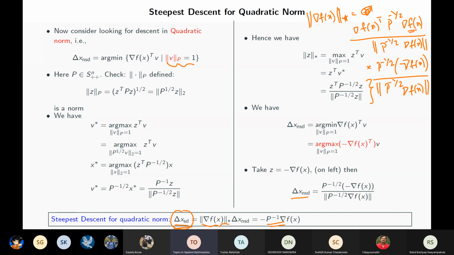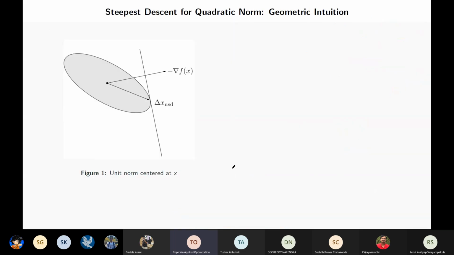So we have seen some other variants. Previously, when we chose the Euclidean norm, we got exactly gradient descent. Now the descent that we are getting is not exactly gradient descent. It's something else. It's not minus grad fx, it's now minus P inverse grad fx. So that's a different algorithm.